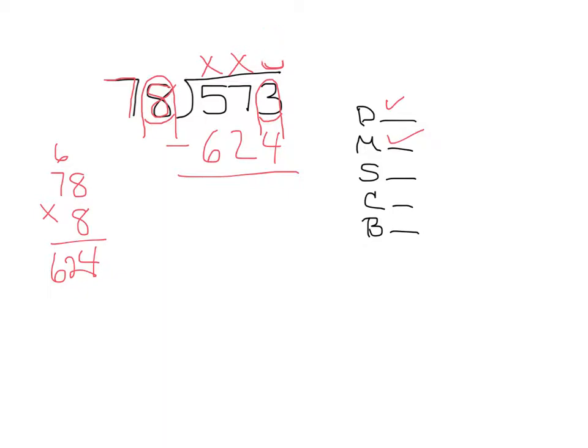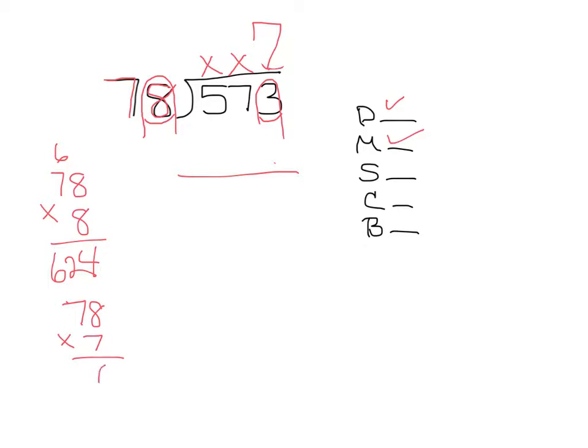So I can't do 8. 8 is too high. So I need to go lower, so I'm going to try a 7 now. There we go. So now there's my 7. Now I need to multiply again. So I have to try 78 times 7.